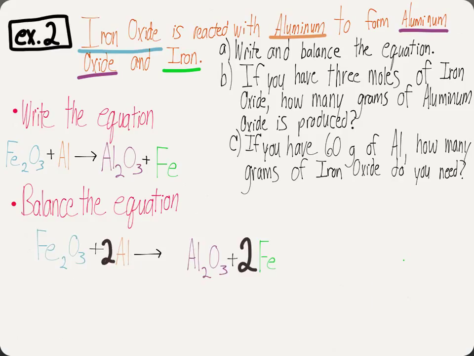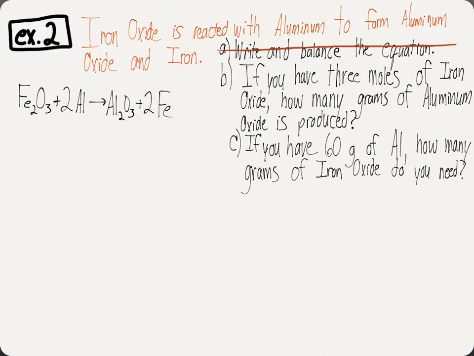The answer is shown here. This was fairly easy to balance the equation. We just had to make sure that there were equal parts of everything on both sides. Our next step is to convert to moles. Here we are given 3 moles of iron oxide. So this step is done for us already. I just copied the equation there so we can remember it.